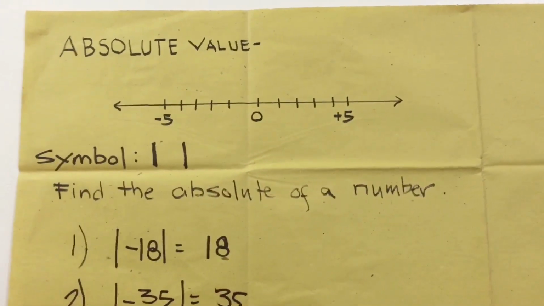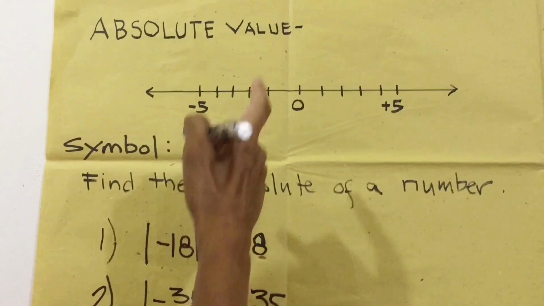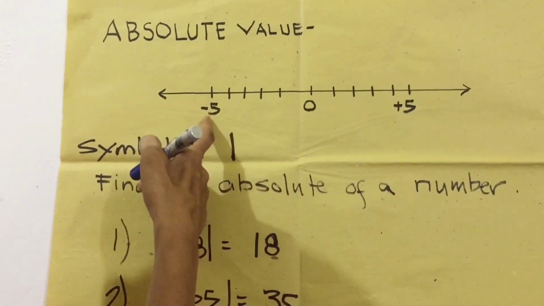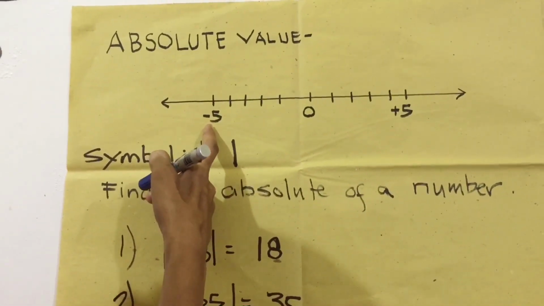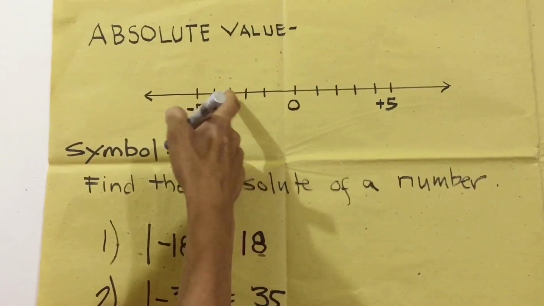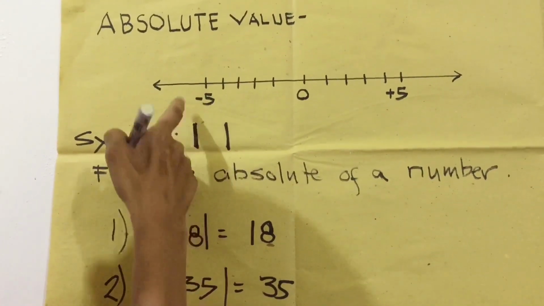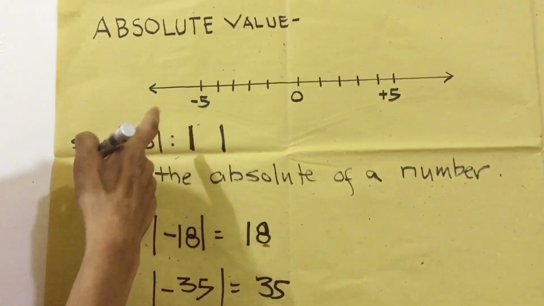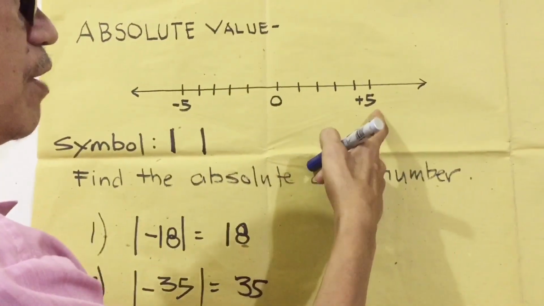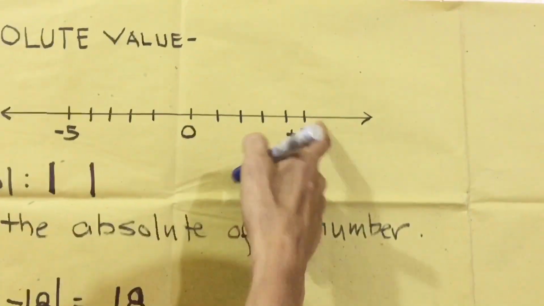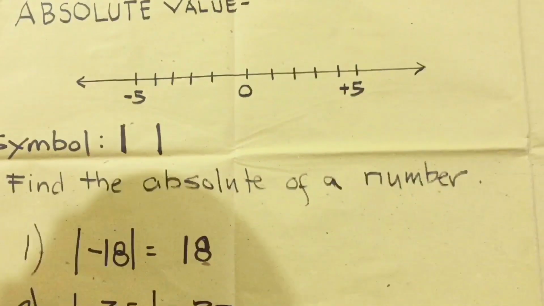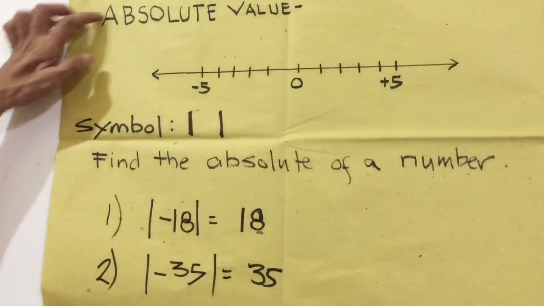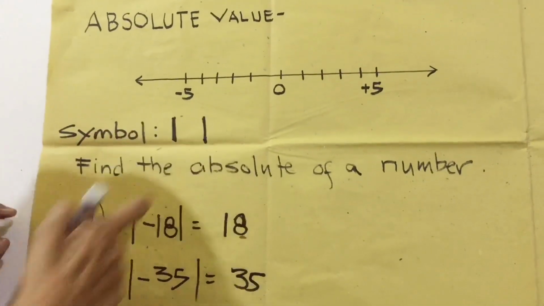Now, there's a question: what is the distance between 0 and -5? So our answer is 1, 2, 3, 4, 5. 5 units. Disregard the sign. What is the distance between 0 and 5? 1, 2, 3, 4, 5. The answer is 5 units. That's our example. The symbol for absolute value is 2 bars.